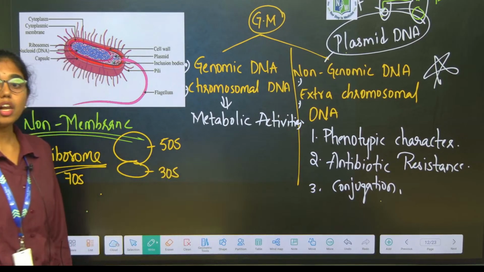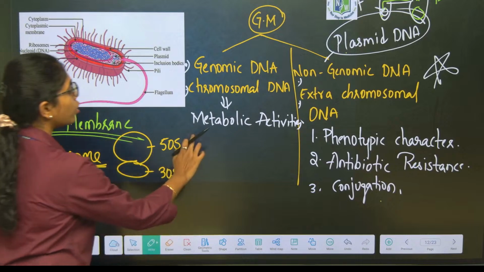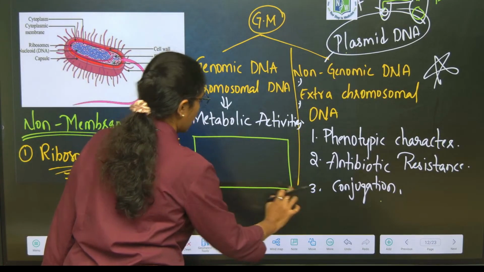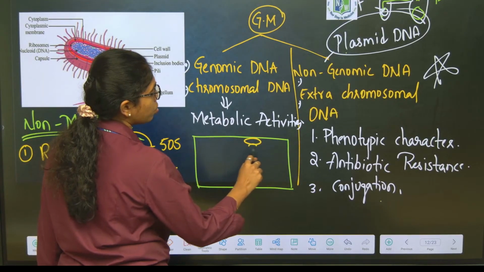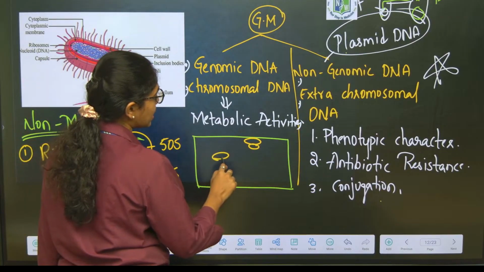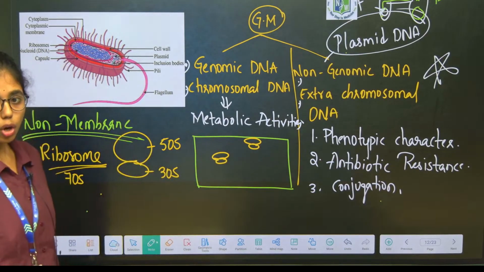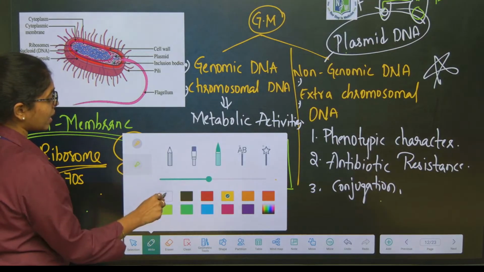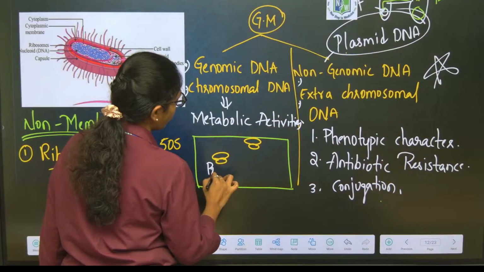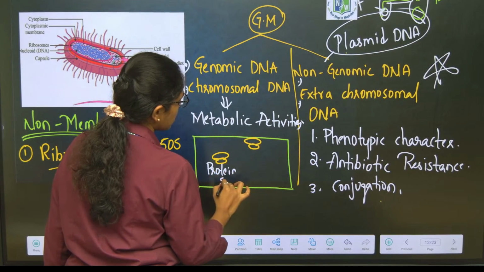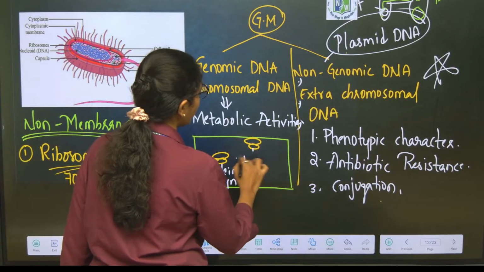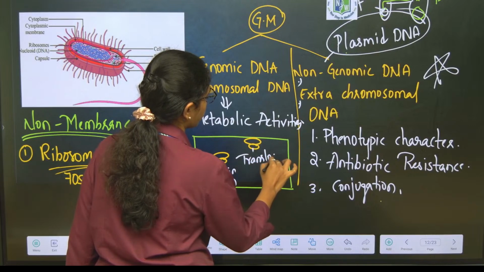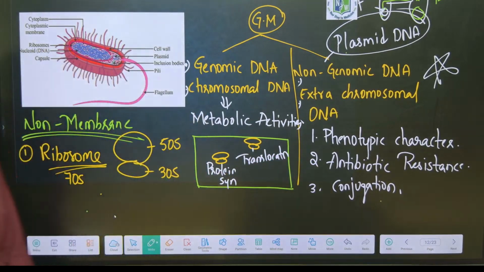What are the locations of ribosomes? Where do you find the ribosomes inside the prokaryotic cell? If you consider this as a prokaryotic cell, ribosomes are present attached to the cell membrane and present inside the cytoplasm. Those ribosomes inside the cytoplasm are helpful in protein synthesis. And those attached to the cell membrane are helpful in what? Translocation of proteins. So these are the non-membrane bound organelles.